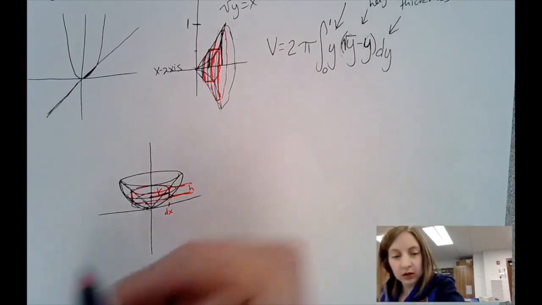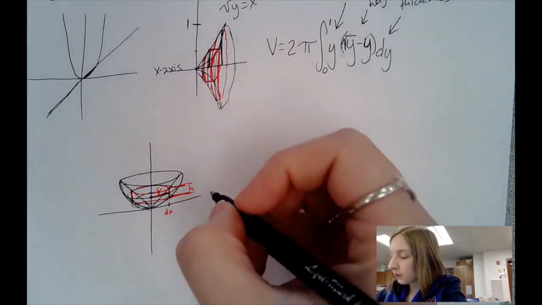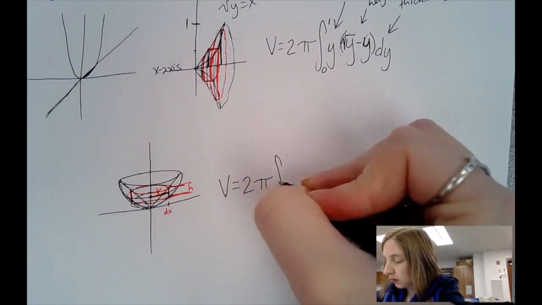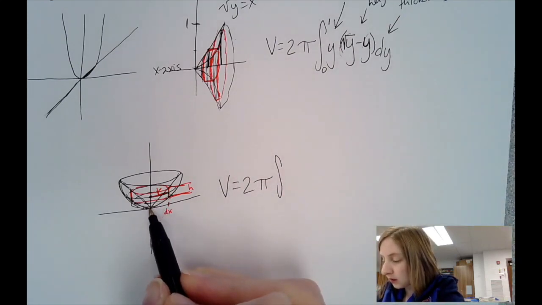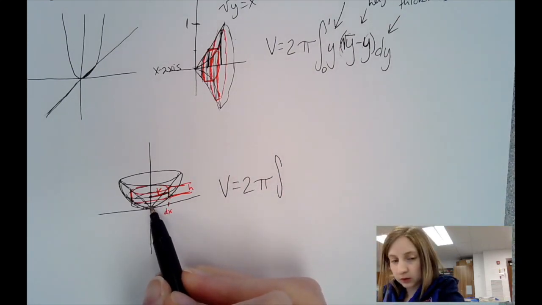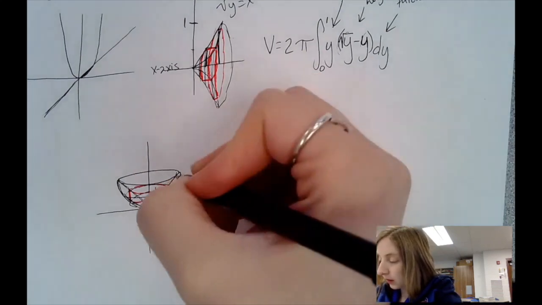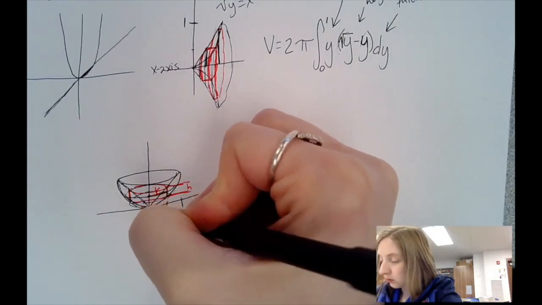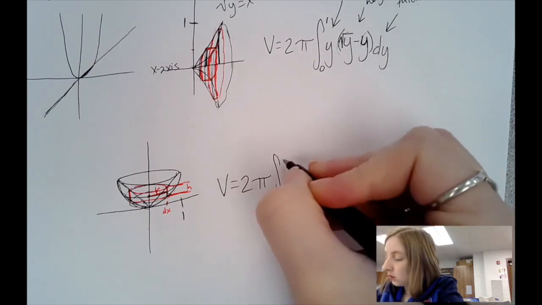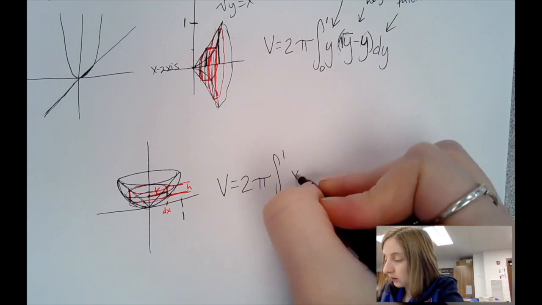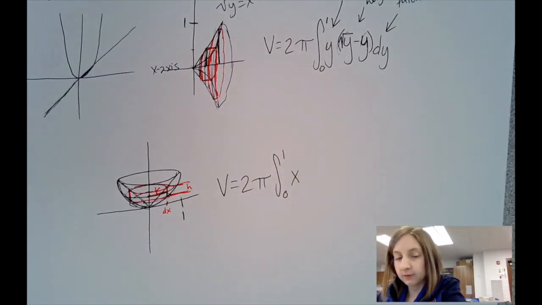So let's actually write our equation from that. So 2 pi, let's look at that radius. That radius is going to start here at 0. That's what we're rotating around. And it's going to go out until the very edge of our shape in the x direction, which is 1. And the radius is just every x from 0 to 1. So it's just x. That's our radius.